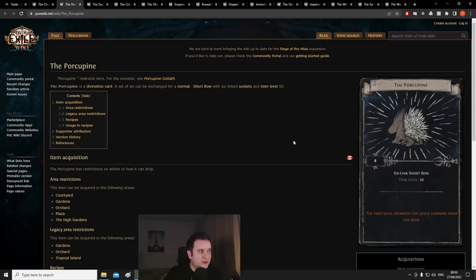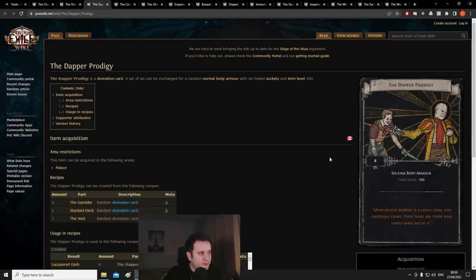Now, number two, there's also some very specific ones. We're going to go through all of them, but most of them are not that relevant. Number two, Porcupine is only relevant if there's kind of like a bow dot build usually. These are for bow dot builds that scale gem levels. Then you have Dapper Prodigy.